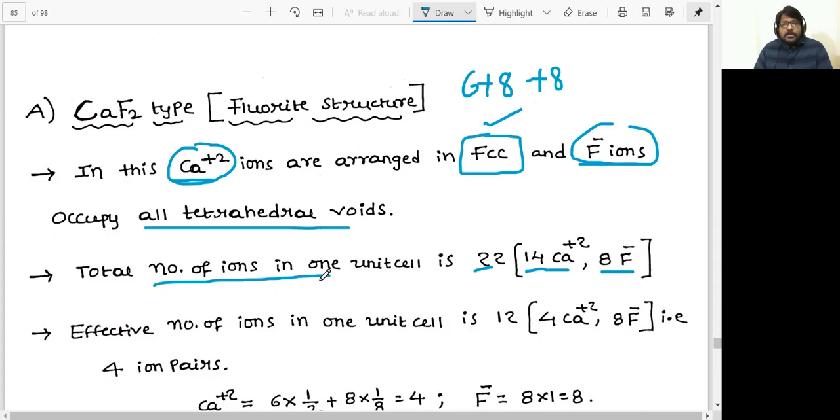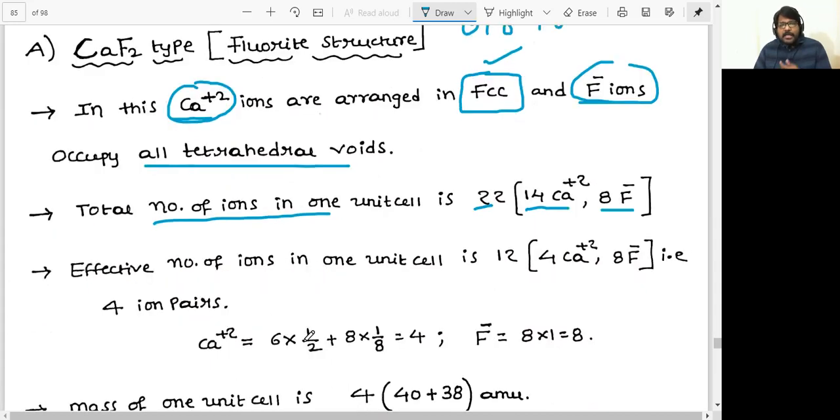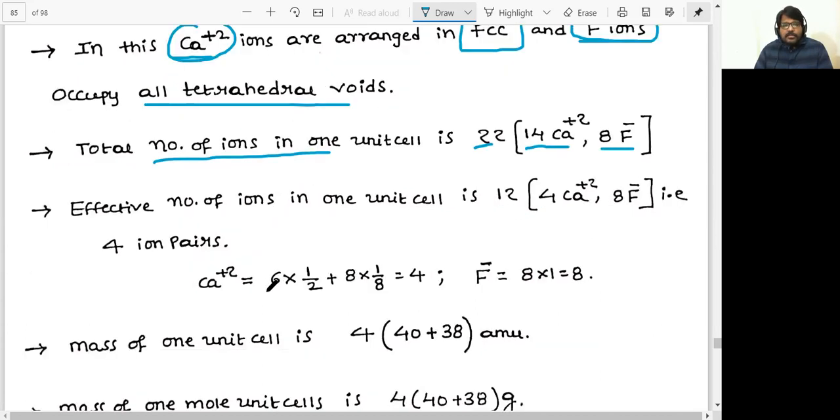But the most important thing is, in order to find the mass, anything, you should calculate what we call Z effective. Effective number of ions: calcium plus 2 ions are at face centers, and contribution of a face center particle is 1 by 2. They are also at corners. Contribution of a corner particle is 1 by 8. And if you calculate Z effective, you are going to get 4 effectively, even though there are 14 cations in total. But here it is getting only 4 ions effectively.